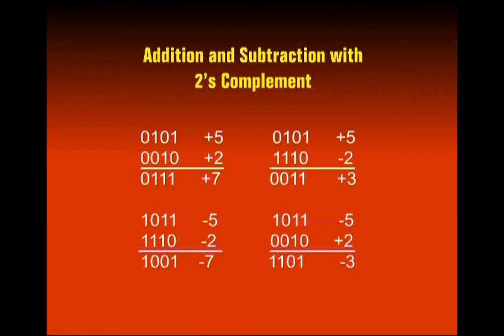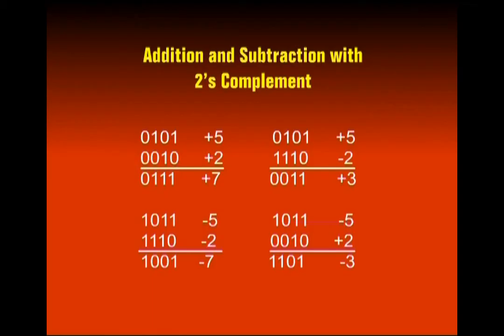Let's consider the third case. In the third case, you add plus 5 with negative 2. The answer should be plus 3. Now, positive 5 is represented in its 2's complement form as 0101. Negative 2 is represented in its 2's complement form as 1110. If you add these two numbers, you get 0011. Which is, of course, positive 3, represented in its 2's complement form.